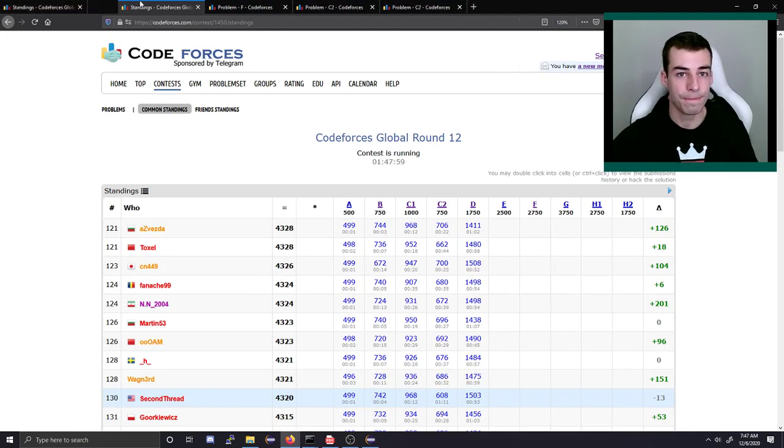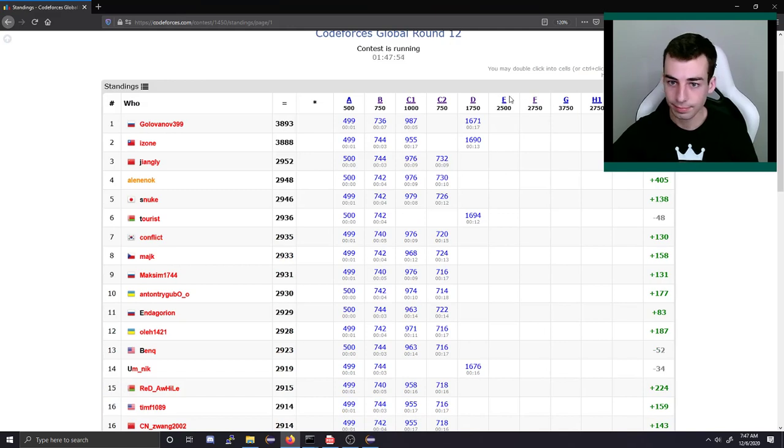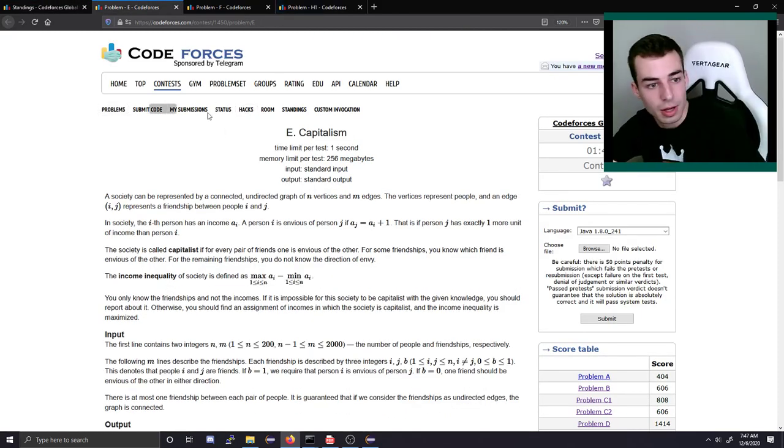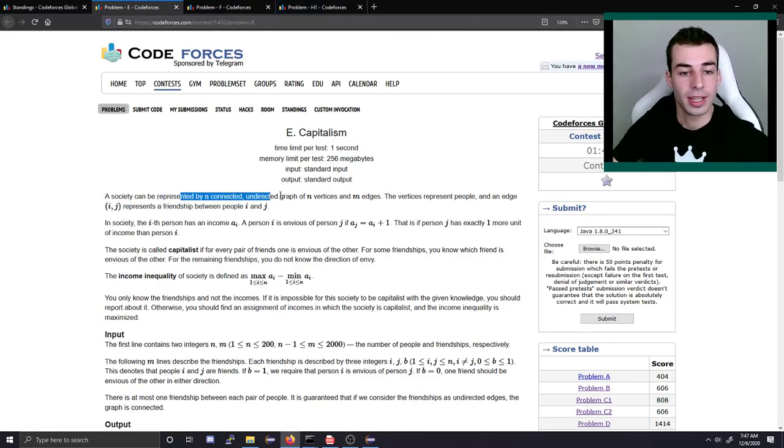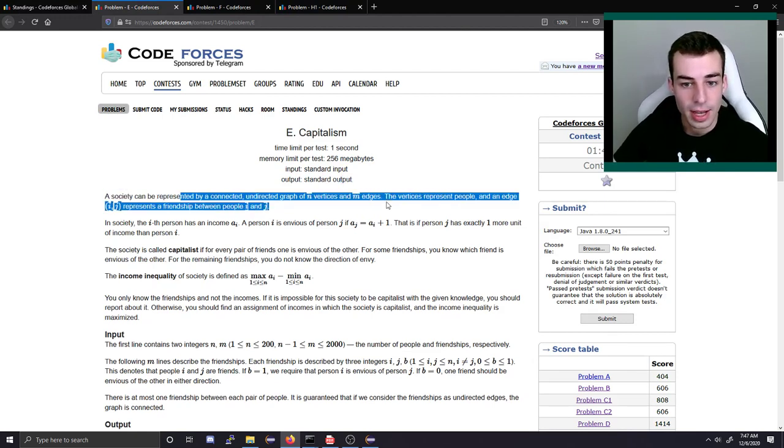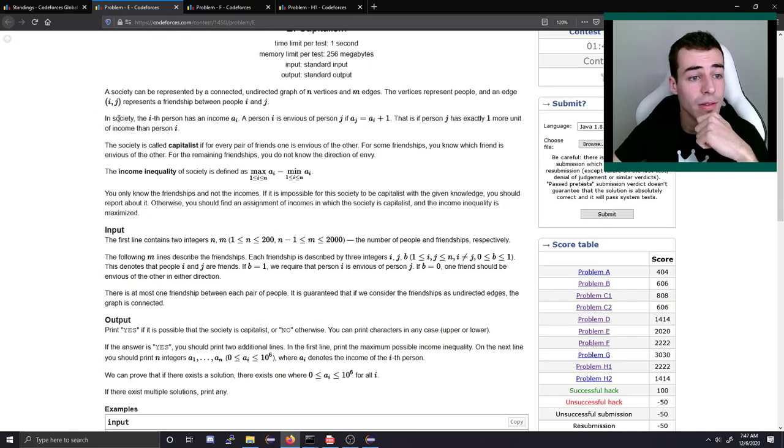Let's clean this up a bit and read E, F, and H1 and decide which one we want to go after with a strong bias towards F. A society can be represented by a connected undirected graph of M vertices and N edges. The vertices represent people, the edges represent friendships. So you've got the friend graph. This person has this income. A person is envious if the other person makes $1 more.